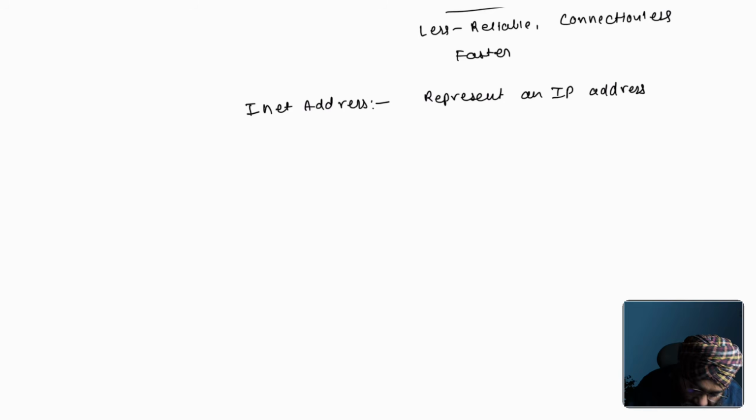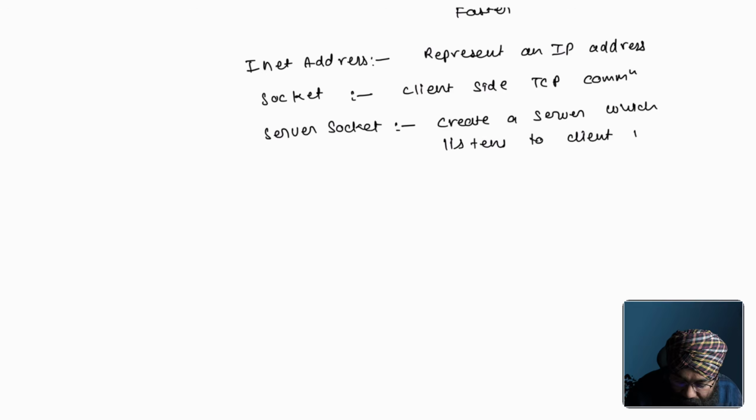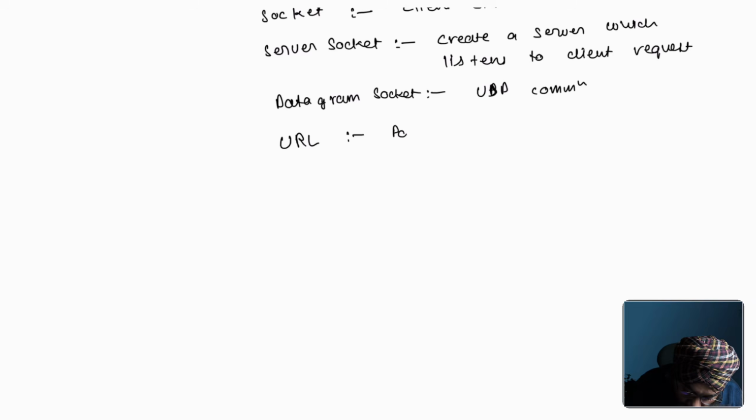So some key classes in Java are InetAddress, which is used to represent an IP address. Then we have Socket, which is used for client side TCP communication. Then we have ServerSocket, which is used to create a server which listens to client requests. We have another socket called DatagramSocket, which is used for UDP communications. We also have a URL class, which is used to point to a web URL.